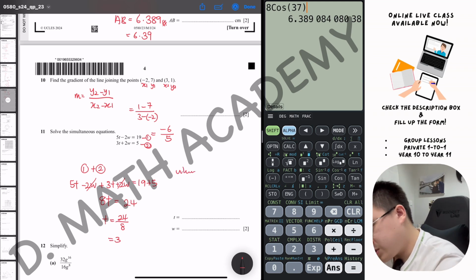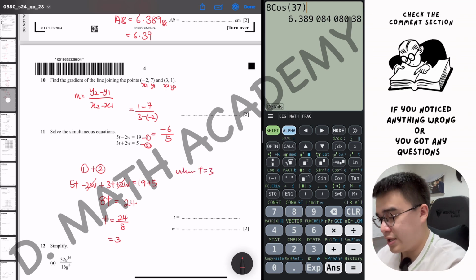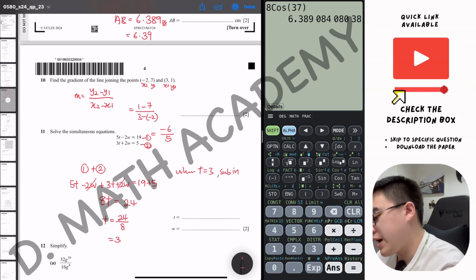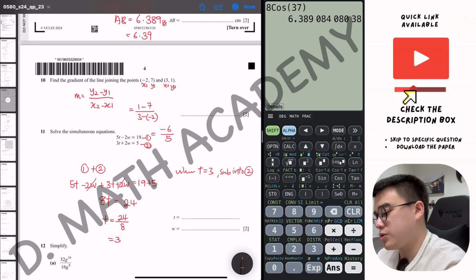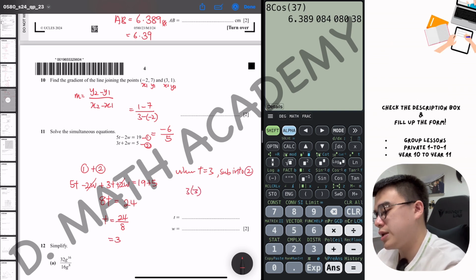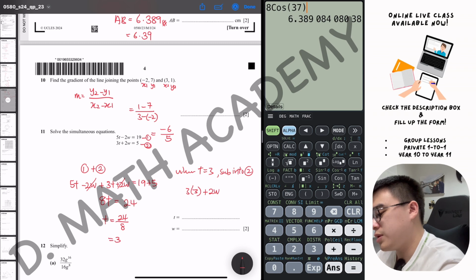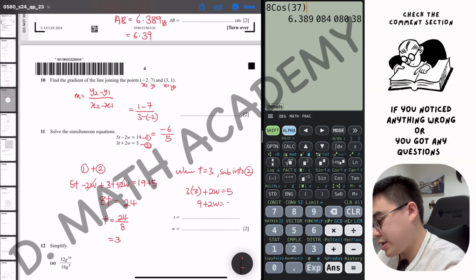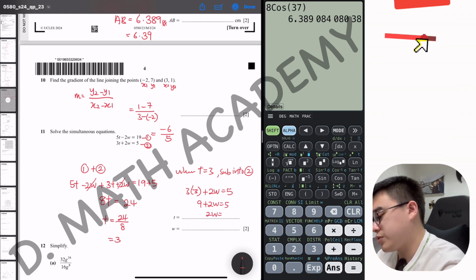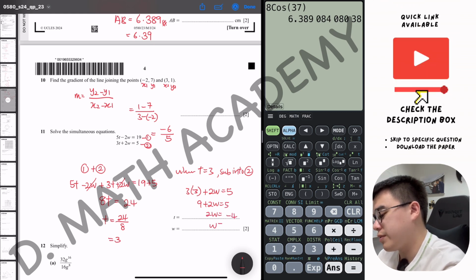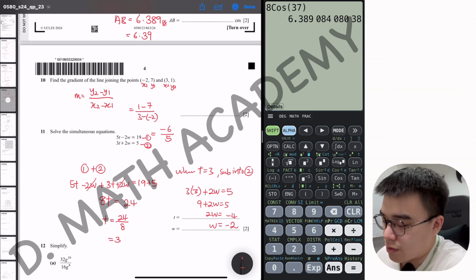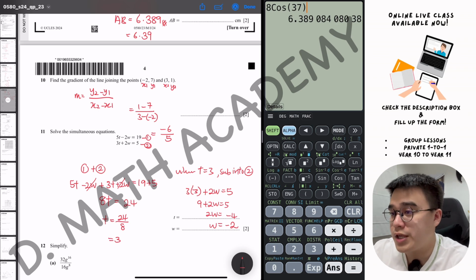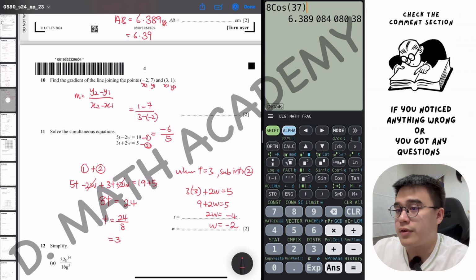So when your t is 3, you can sub into either one of them, sub into 2. Okay, so you get 3t minus 2w equals 5. We get a 9. 2w equals 4, and w turns out to be negative 2. So this is the final answer that I've gotten here: t is 3 and w is negative 2.